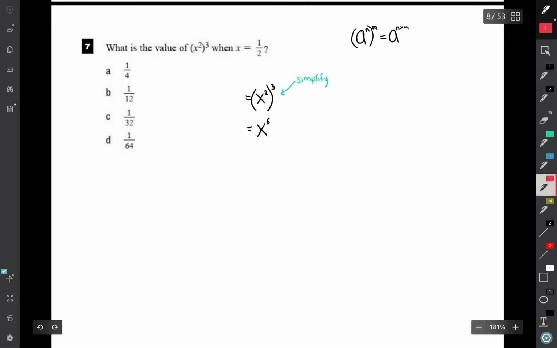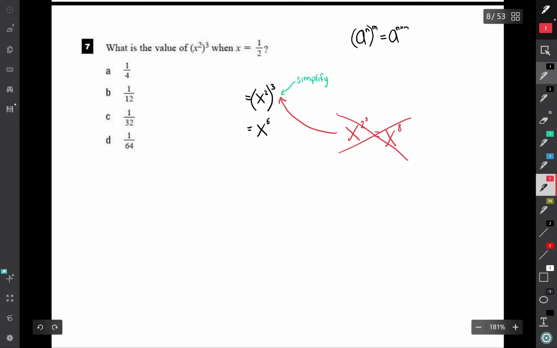Just so you know, a common mistake that I see here is that students will think that they need to turn it into 2 exponent 2 raised to the power 3, and they turn it into x exponent 8, right? Well, that's not correct, right? Remember, we're just multiplying. Don't do that.